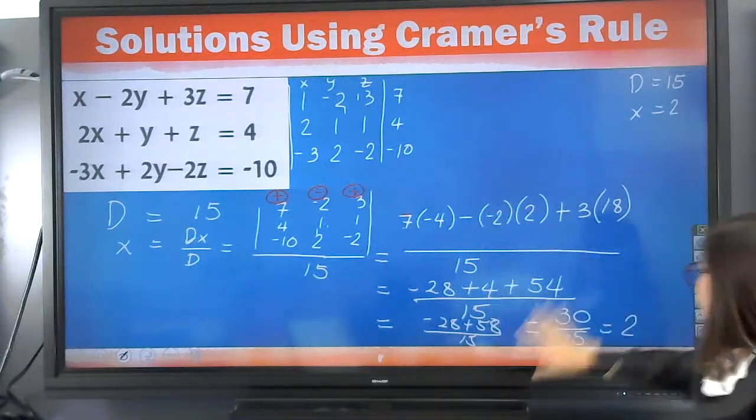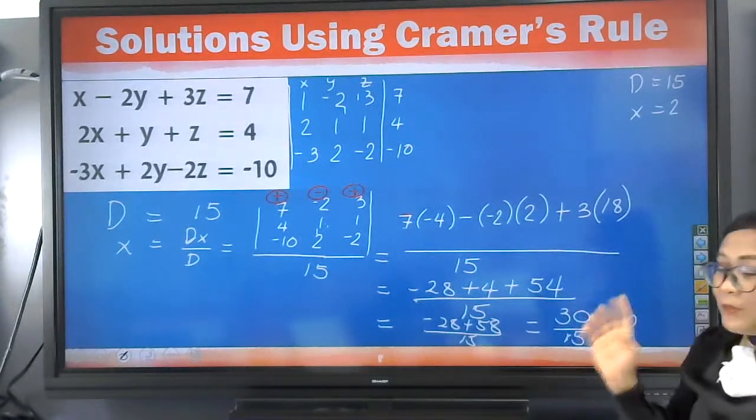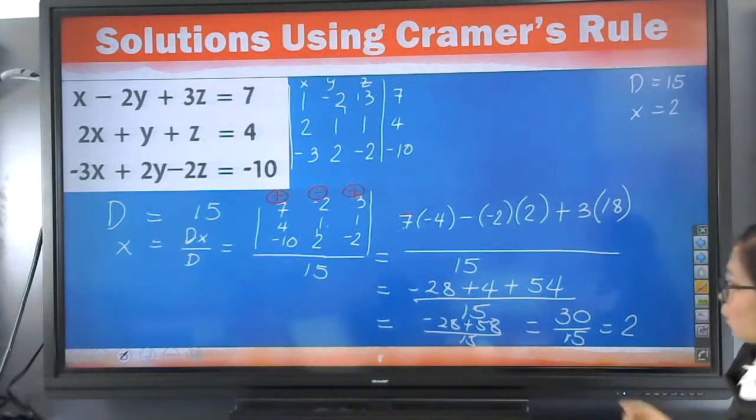Okay, so this is x. X is equal to 2. You have to do the same method for y, okay?